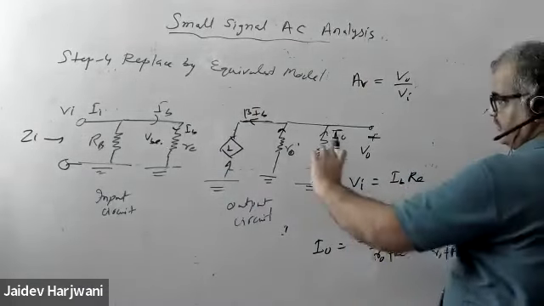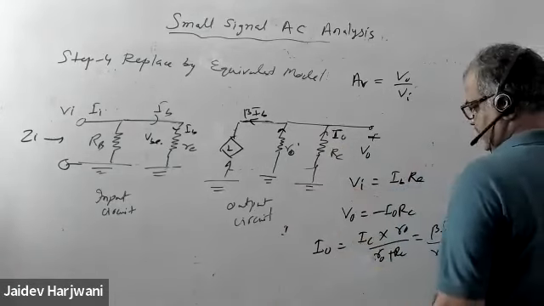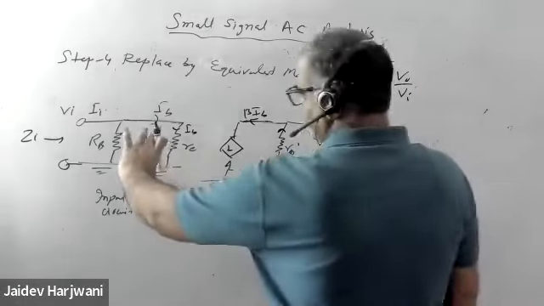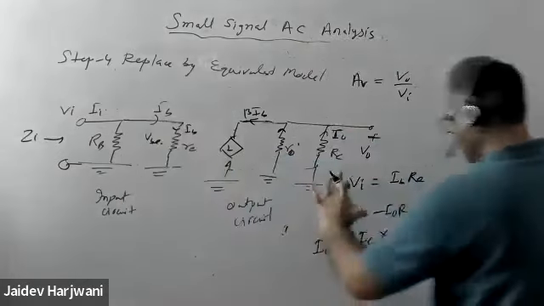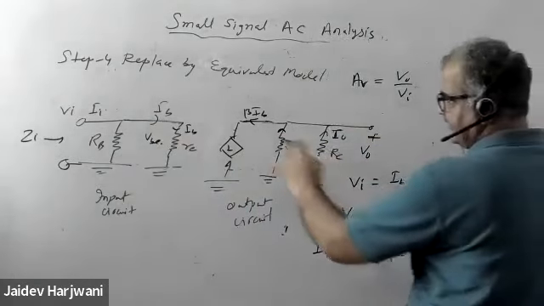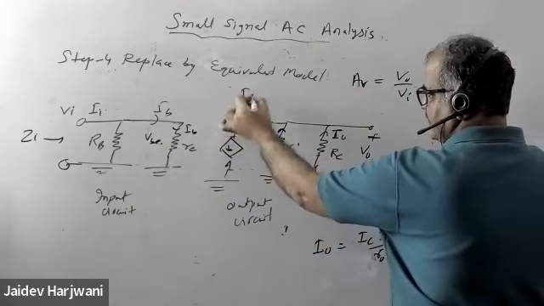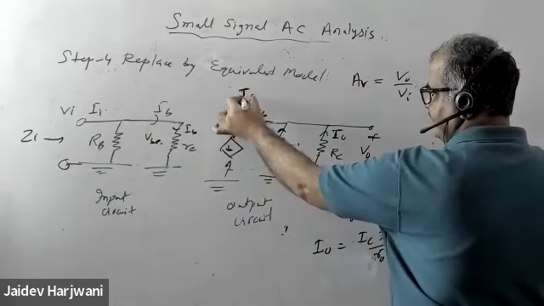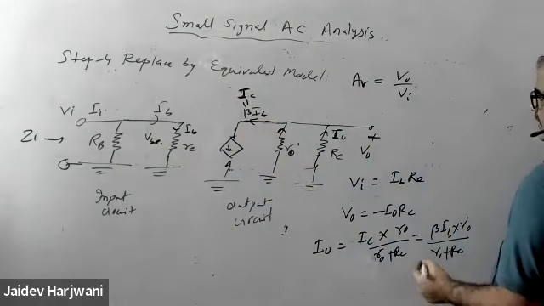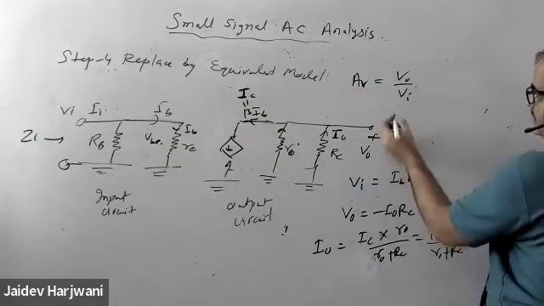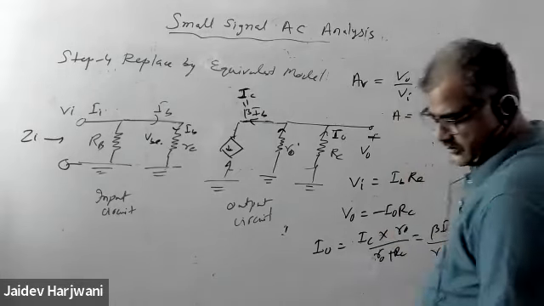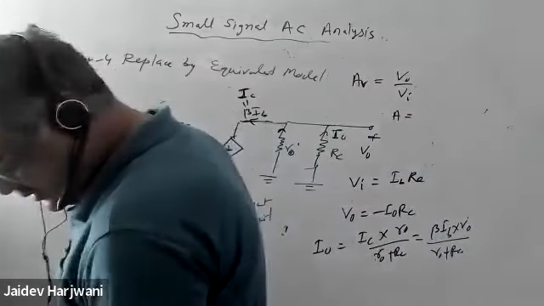So V naught is minus IC RC, and your V input is this IB RE. And I naught I will write in terms of IC. IC is your beta IB. So tell me what is coming. Minus beta RC R naught.